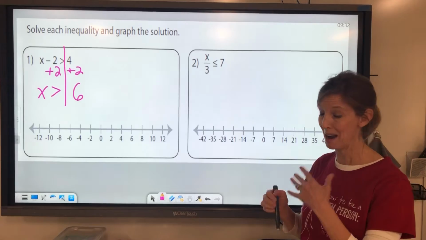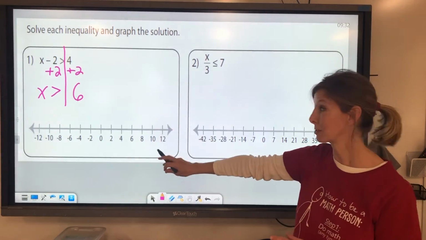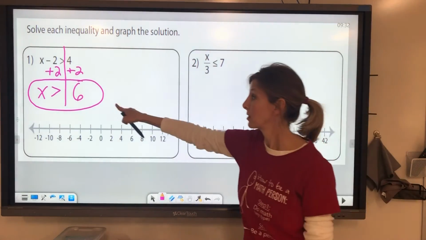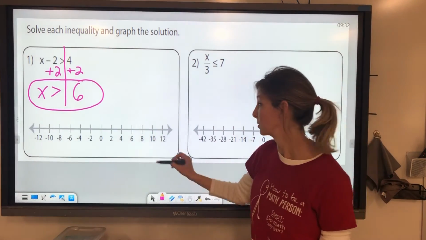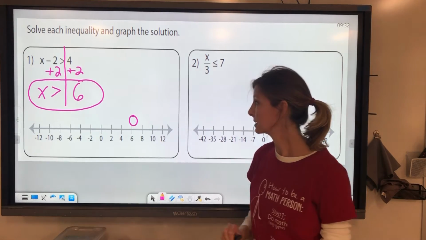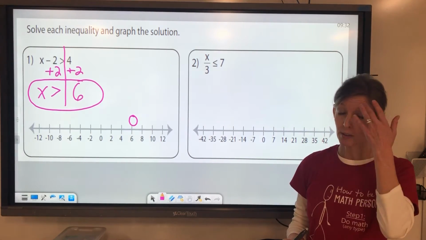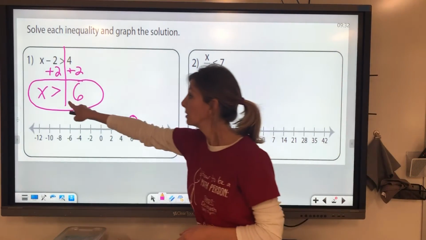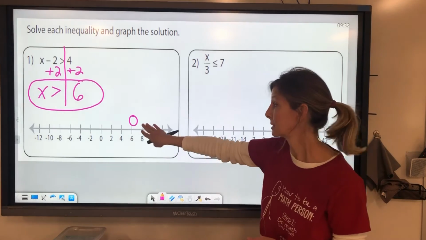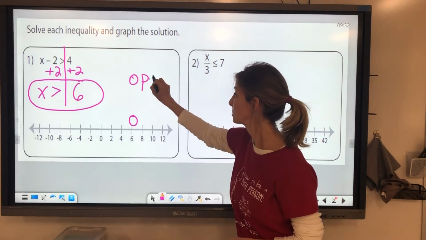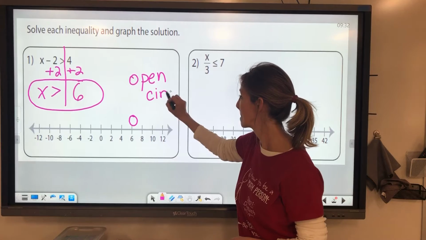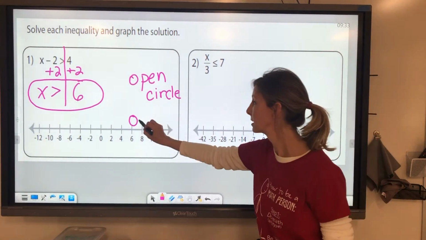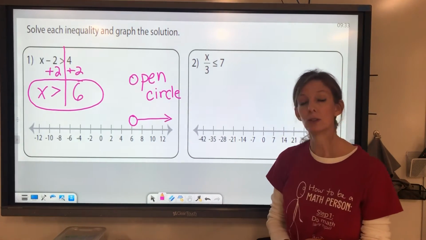10 or 1,000, right? Okay, so to graph this, remember, we're looking at our inequality right there. Whatever number we have there, that's where our circle goes. So on the 6. Now, the other thing you have to remember is it's an open circle or is it a closed circle? Well, we don't have the or equal to, so it stays as an open circle. Okay? Open circle. And again, it's saying x is bigger than 6, so we're moving to the right.